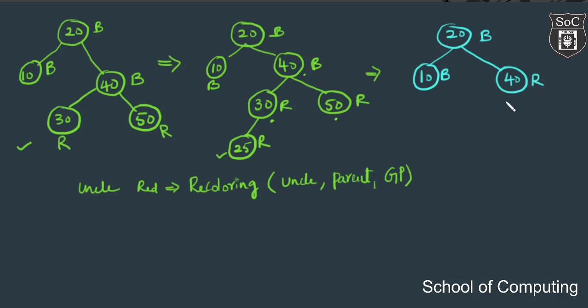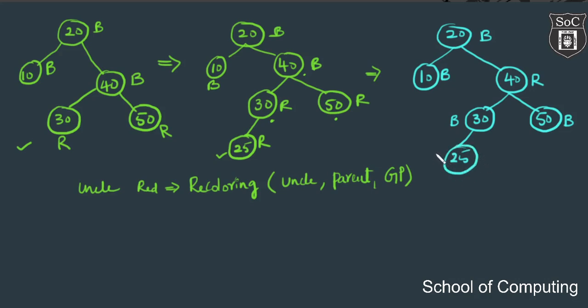And 40 has two child nodes, 30 and 50. Since 50 is the uncle, it needs to be recolored. 50 was previously red, now it will become black. 30 was previously red, now it will become black. 25 will remain as it is.